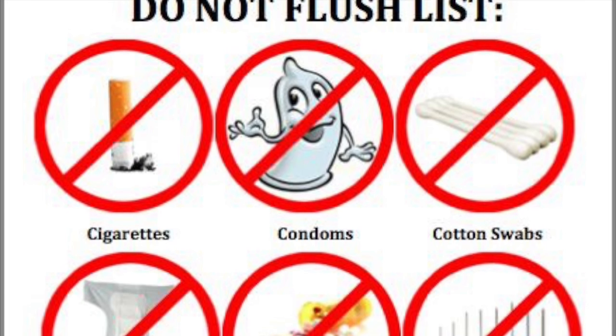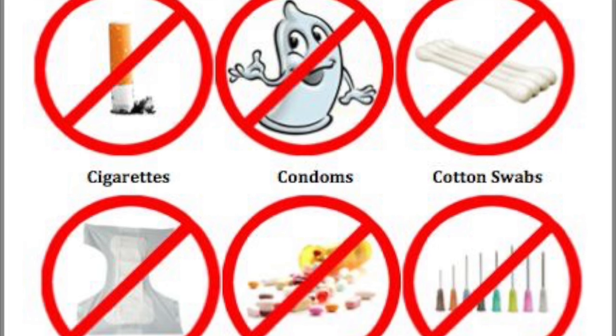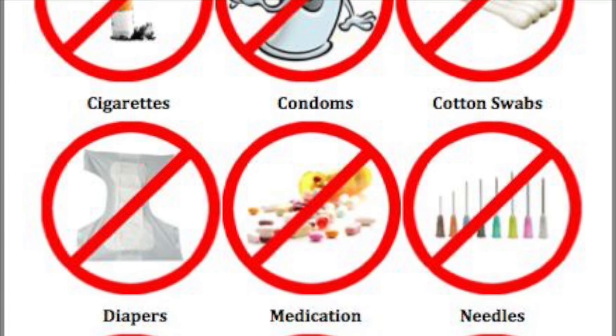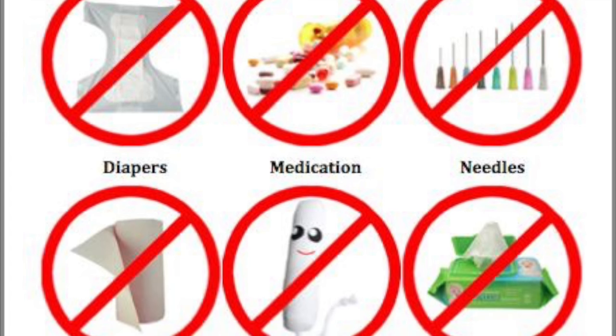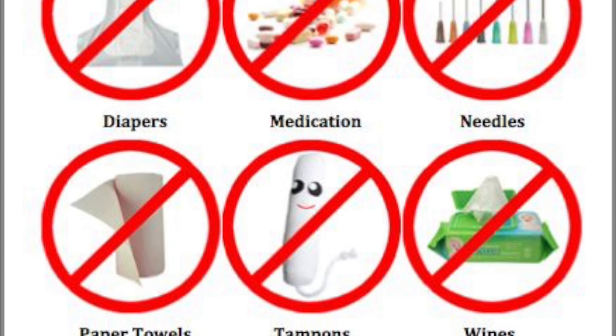Don't flush anything down the toilet. Do not flush list: cigarettes, condoms, cotton swabs, needles, medication, diapers, tampons, waste tissues, and paper towels.